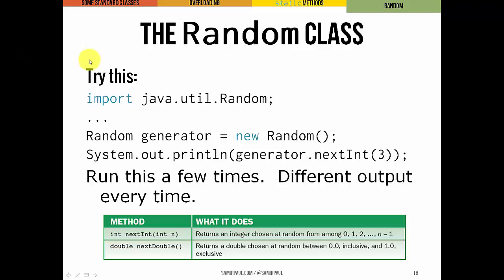So if you try this, open up a fresh class in Eclipse, include your Random import statement, and create a new Random object. I like to call mine generator because that's what Random objects do. They generate random numbers for us. And you can actually include this line of code: print generator.nextInt(3). It's going to return a random integer that's either 0, 1, or 2. If you run this program a couple of times in a row, you'll see you'll get different outputs.